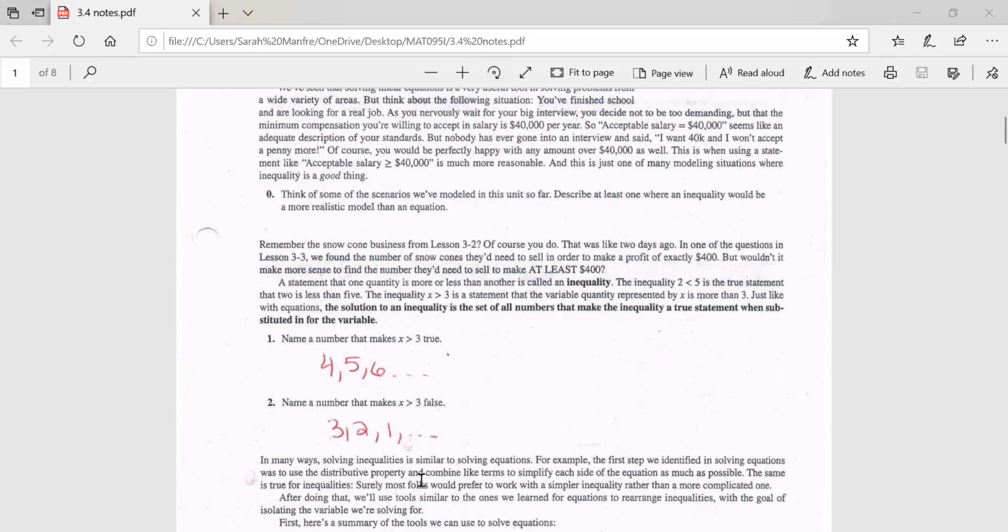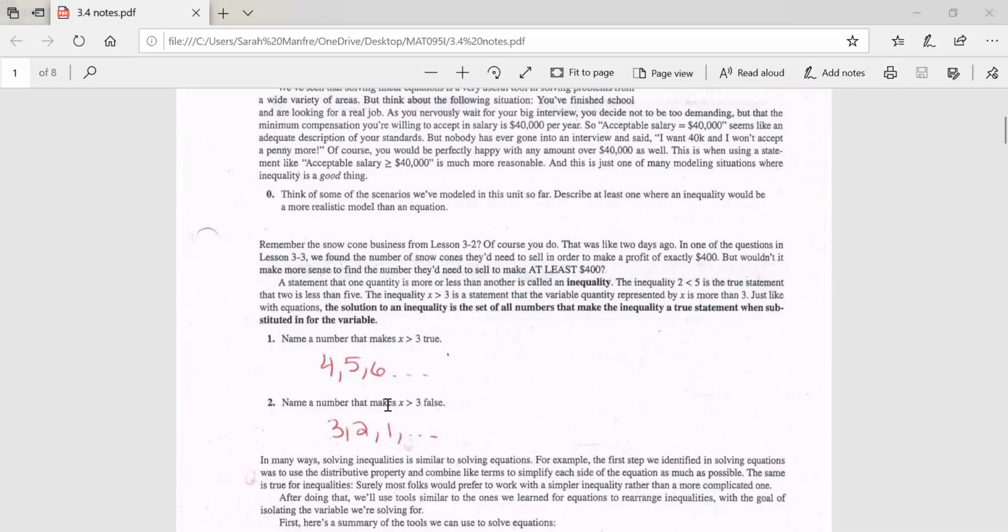Right here it says name a number that makes x is greater than 3 true. Well, what numbers are greater than 3? 4, 5, 6, 7, 8. Could you say 3.1 here? Yes. Could you say 5.5? Yes. Could you say pi? Sure. The number does not have to be a perfectly whole number. It's any number, including decimals, fractions, irrational numbers, that make the inequality true.